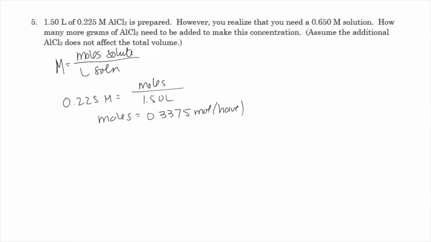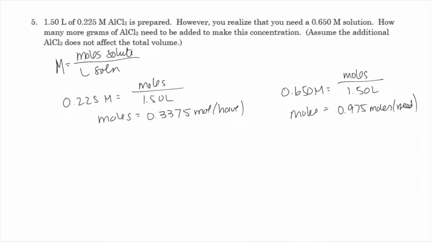The amount of moles in the solution I want, I repeat the calculation. I want a 0.650 molar solution. I solve for moles, and I'm still going to have 1.5 liters. So the moles that I want to have are going to be 0.975. And this is what I need. The difference between the two is what I need to add.